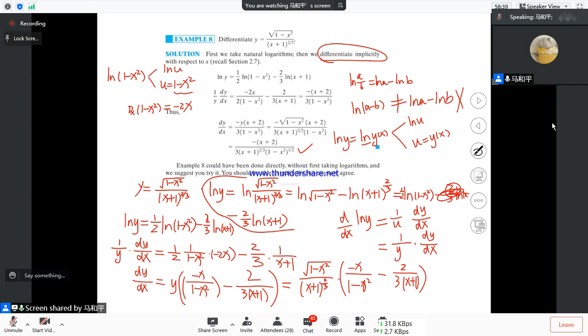Okay, and example 8 also could have been done directly without first taking logarithms, and we suggest you try it. You will find we have the same answer. So this is example 8. First we take the logarithm, and then we differentiate implicitly with respect to x.